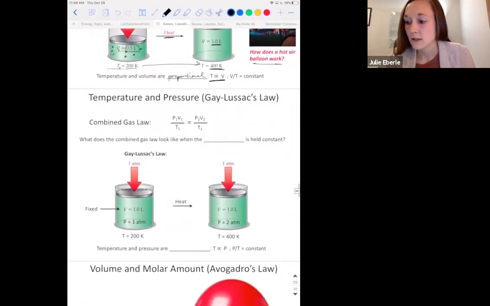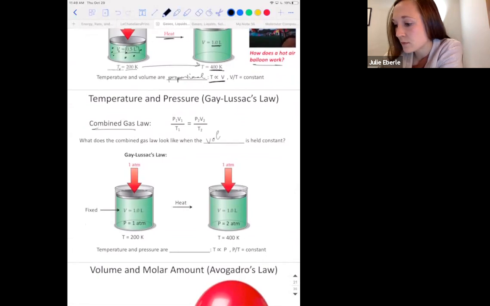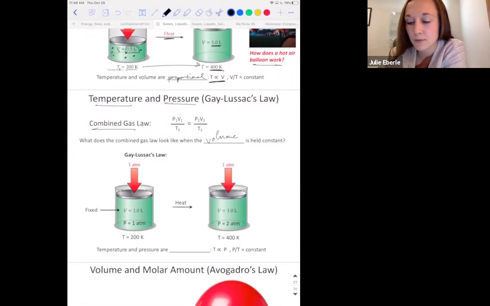Okay. Gay-Lussac's law is the third and final of the individual gas laws that are combined in our combined gas law. Here, we are holding the last variable constant, which is volume. So what happens when the volume is held constant? Because we're just examining how Gay-Lussac's law changes with pressure and temperature. So we are going to hold our container this time at the same volume. We're not going to allow the lid to move. We're going to keep the volume constant.